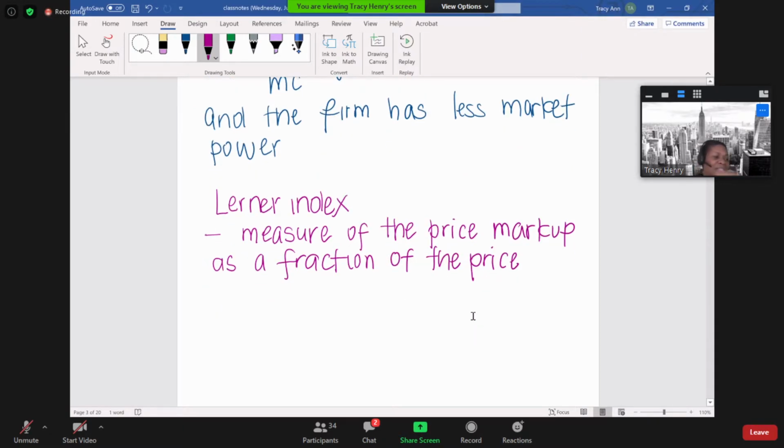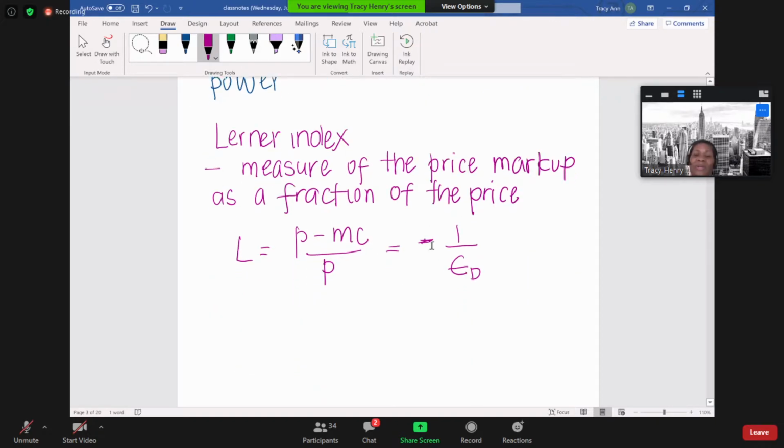So our Lerner Index, you could say L is equal to P minus MC over P. And this is the same as, believe it or not, minus 1 over the elasticity of demand. Now, don't be surprised by the minus 1. You know what your price is, you can work this out. But don't be surprised at this minus here, because remember your elasticity of demand is negative, so you need that minus sign to make everything positive.